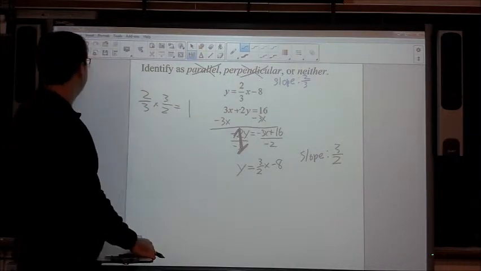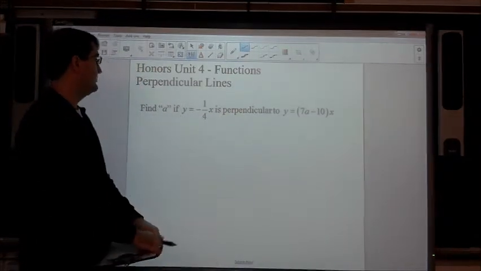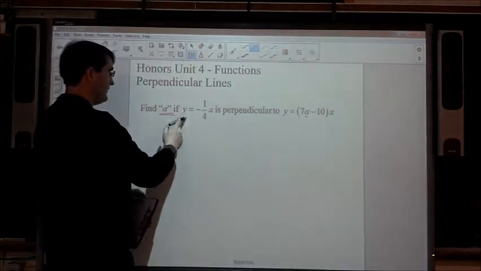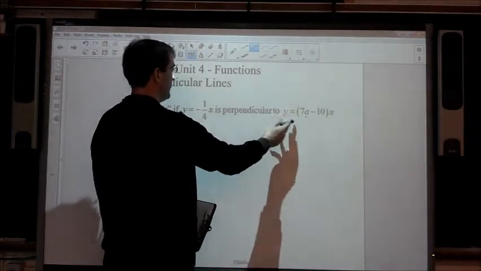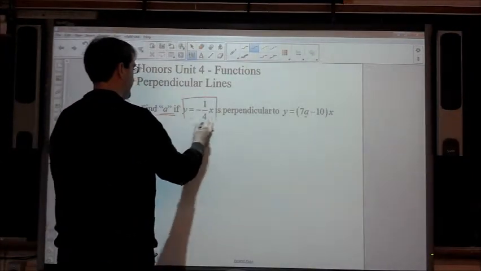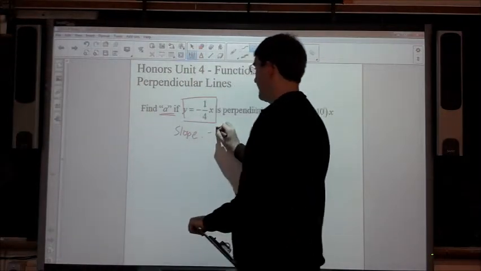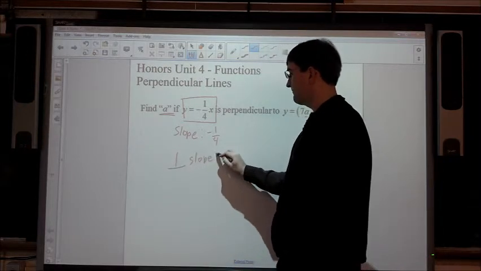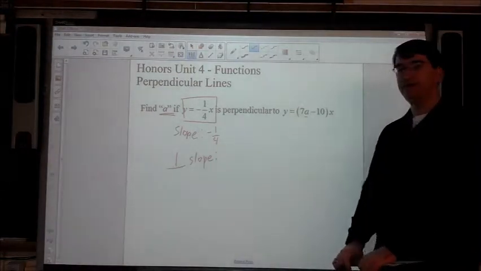Last thing that we'll check is we can solve a little kind of fancy algebra problem using the fact that they're supposed to be perpendicular. I want to find a, over here, if y equals negative 1/4 x is perpendicular to y equals 7a minus 10 times x. So I have this equation, y equals negative 1/4 x. The slope of that equation is negative 1/4. The perpendicular slope, then, is whatever makes that multiply to negative 1.